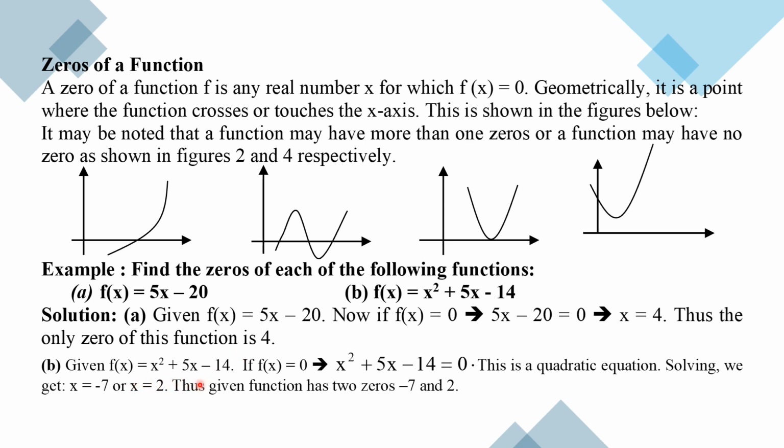Now f of x equals x squared plus 5x minus 14, so how can we find the zeros? We put f of x equal to 0. After solving we have 2 points, x equal to minus 7 and 2. So we have 2 zeros of that function. If we draw the graph, it touches the x-axis at these 2 points, minus 7 and 2.